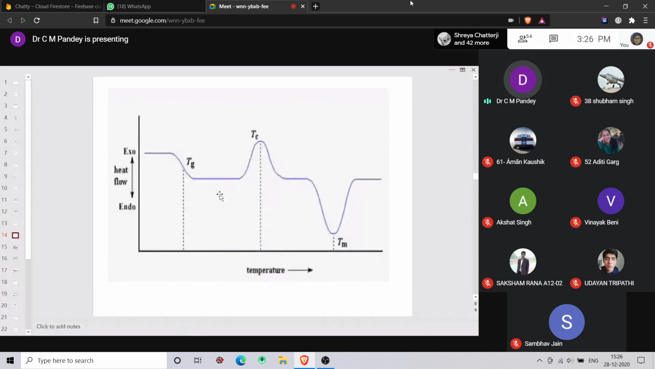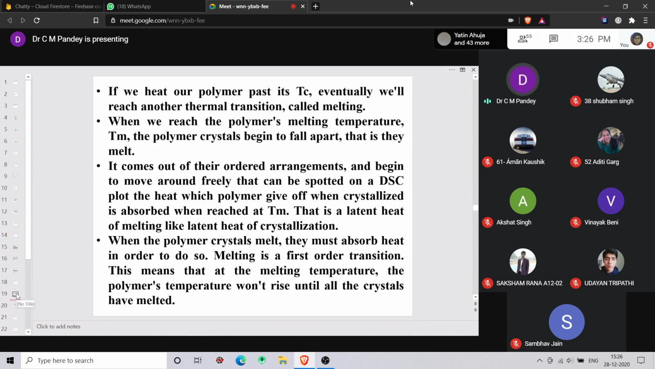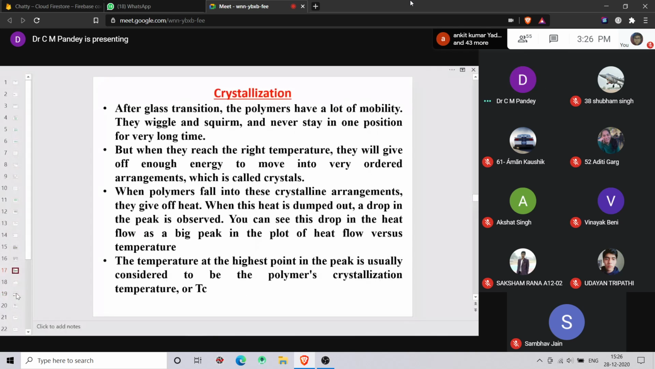Now the second portion of the DSC curve is the Tc. This is known as the crystallization. If you are analyzing a polymer sample and you get an exothermic peak, that is for the crystallization of the polymeric sample. What is crystallization? After the glass transition, the polymer has a lot of mobility, and the molecules wiggle and squirm. They are not in a single position but randomly moving inside the polymer. When they reach the right temperature, they give off enough energy to move into an ordered arrangement, which are called crystals.